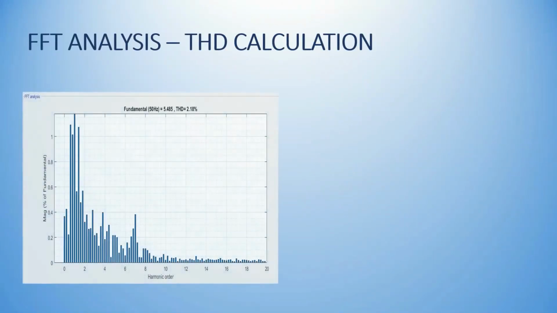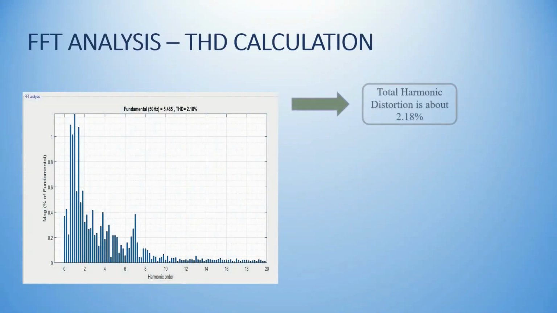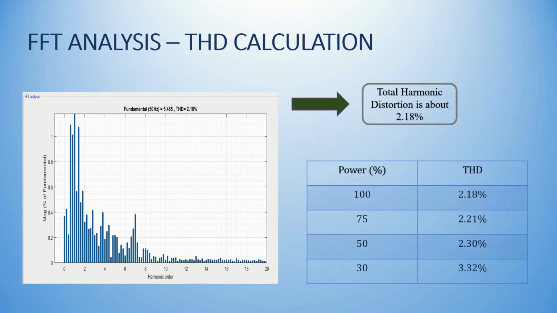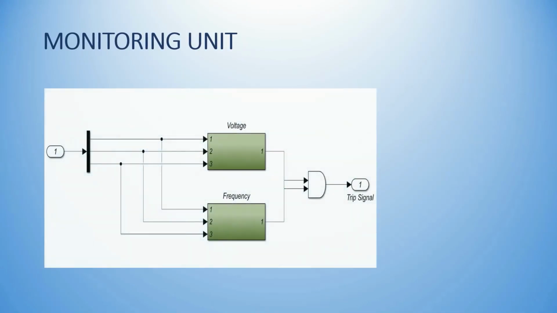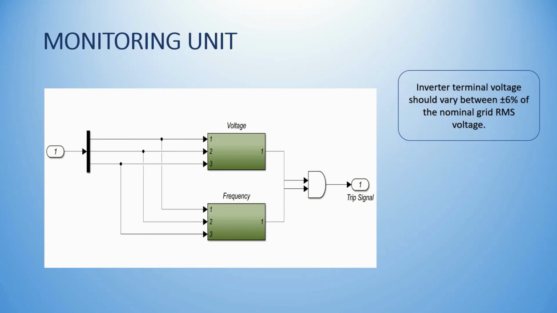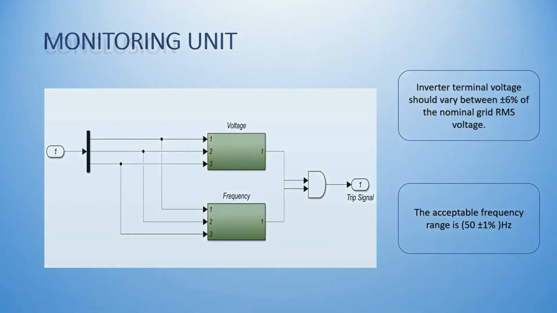Power quality is a major concern in grid-connected inverters. Total harmonic distortion on the output current of the inverter was about 2.18%. To evaluate the inverter response to various voltage and frequency deviations, a monitoring unit was used.